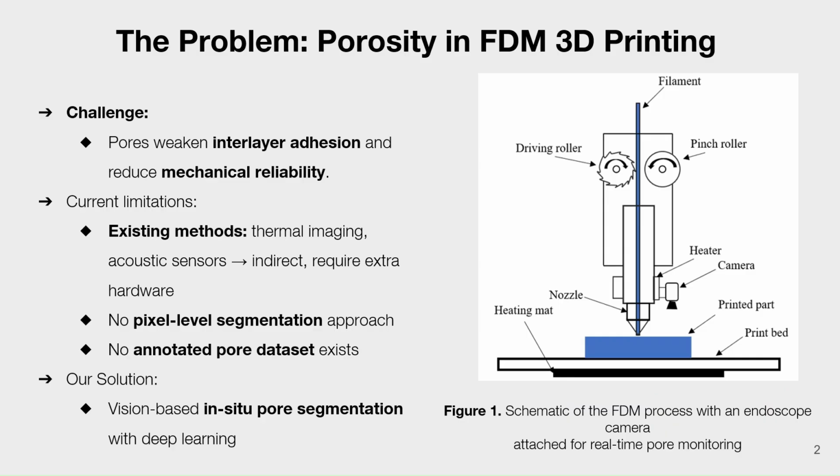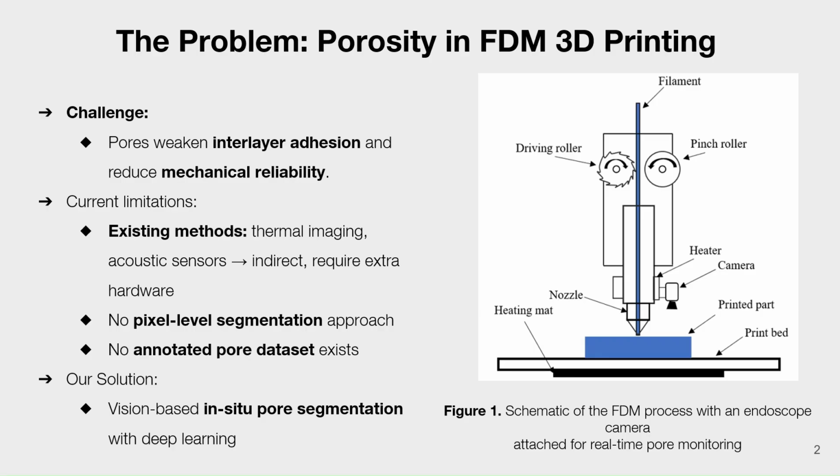So let me start with the problem. In FDM 3D printing, porosity is a critical defect that weakens the layers and reduces the mechanical strength of printed parts. Right now, most monitoring methods are indirect, things like thermal imaging and acoustic sensors, and they require additional hardware. But more importantly, there is no approach that can actually show you where the pores are at the pixel level, and there is no public dataset for this problem.